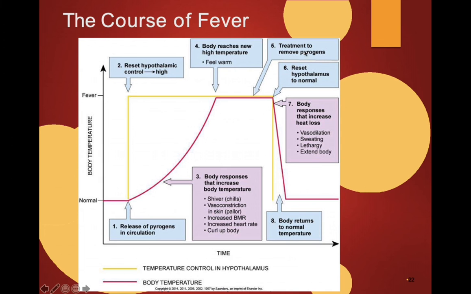Then you can treat to remove the pyrogens, and then the hypothalamus gets reset, and the body temperature starts to go down. Your blood vessels will dilate a little bit. You start sweating, so you start to lose that heat. It starts to cool off the body. The body still feels a little bit lethargic because it's still healing, still needs its energy, and the body's not curled up anymore, but fully extended. When the body opens up, it can disperse that heat, and then the body turns back to normal temperature.